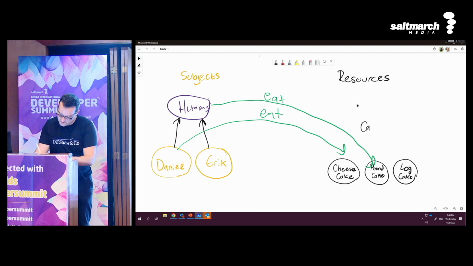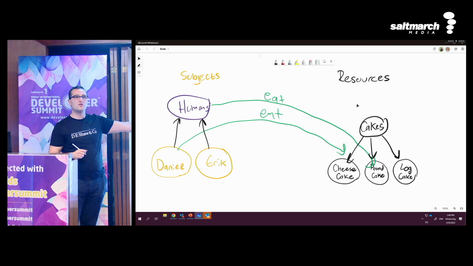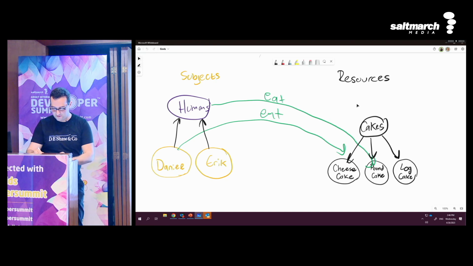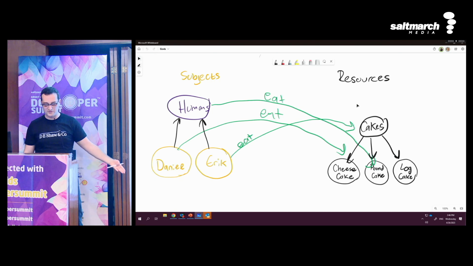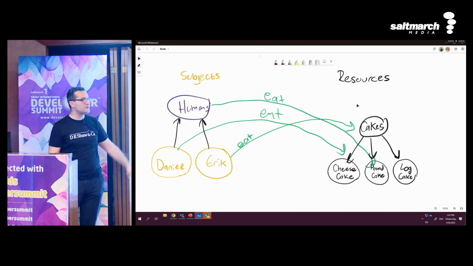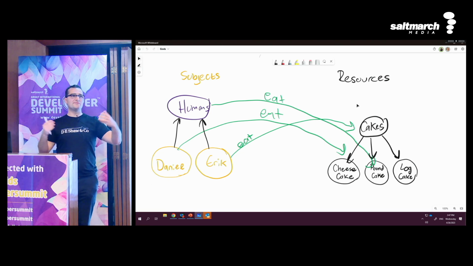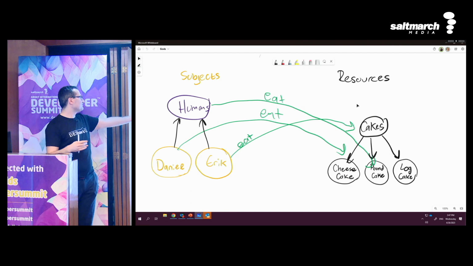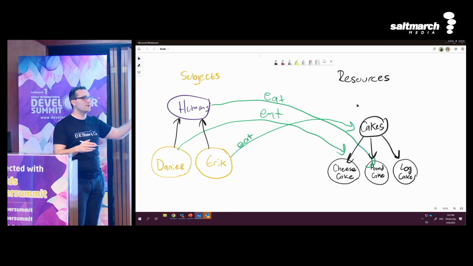Let's make a node on the right, call it cakes. And now we have some hierarchy of the resources here. And then we can represent this idea that Eric can eat cakes by making an edge from Eric over to cakes. Now we can ask the question, can Eric eat log cake? We see the answer is yes, because there's this edge from Eric over to log cake. Now, at this point, we have a DAG. We can imagine making more nodes on the left, imagine making more nodes on the right.